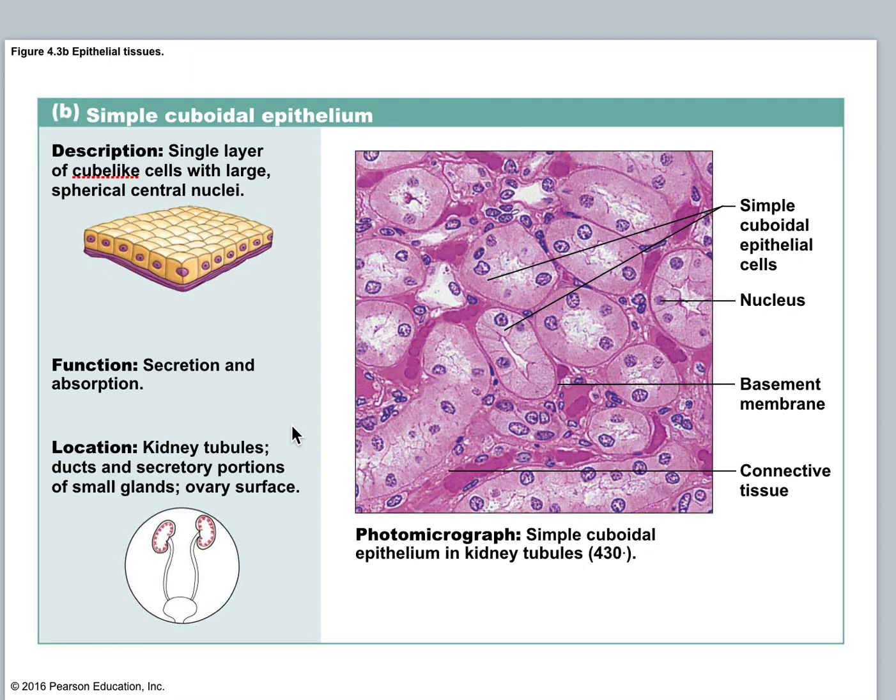Here's simple cuboidal epithelium. Again, the description. It's a layer of cube-like cells, single layer. Its function is secretion and absorption. It's found in the kidney tubules, ovary surface, and portions of small glands. And you see the picture here. It's a single layer of cube-shaped cells. These cells are probably lining some sort of duct, where they would secrete some substance, probably a hormone, into the inside of this tube here.